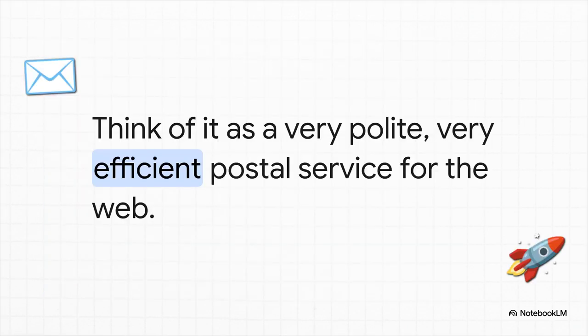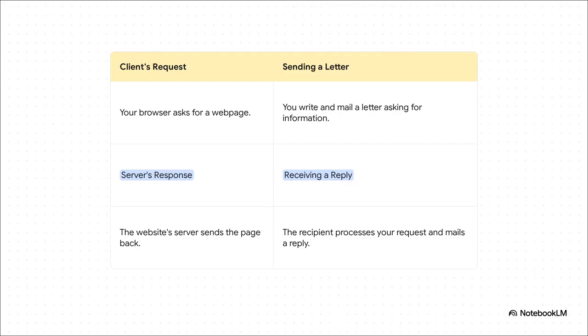You know, the easiest way to wrap your head around this whole thing is to imagine a digital postal service. It's super polite and incredibly efficient. Every time you want to see a web page, your browser is sending out a request and the website's server sends a reply. It's just this constant back-and-forth exchange happening at light speed. And this analogy is spot on. Your browser's request is literally like writing and mailing a letter asking for some info. And the server's response, the part that sends the web page back to you, that's the reply you get in your mailbox. It's a really simple but powerful way to think about it.